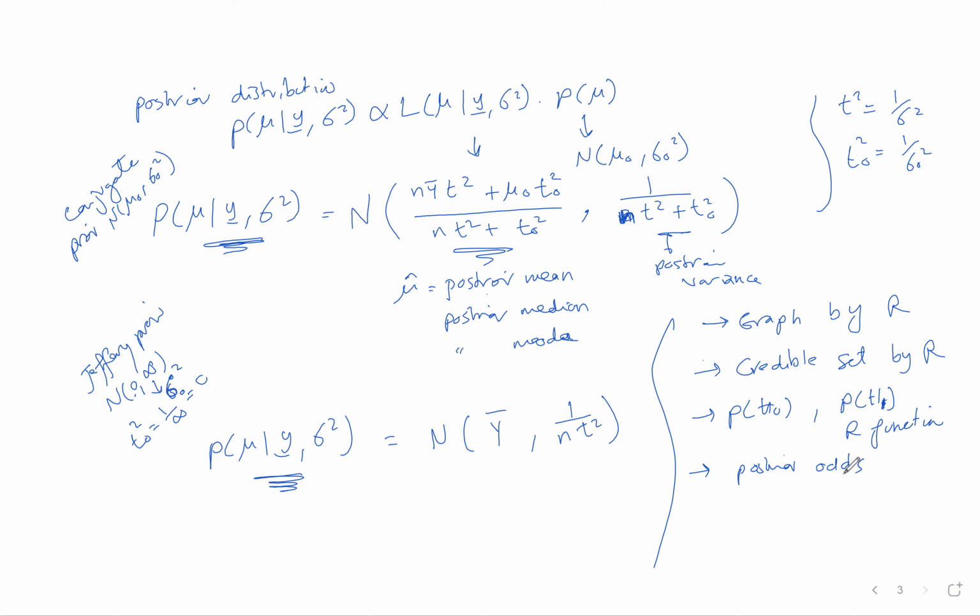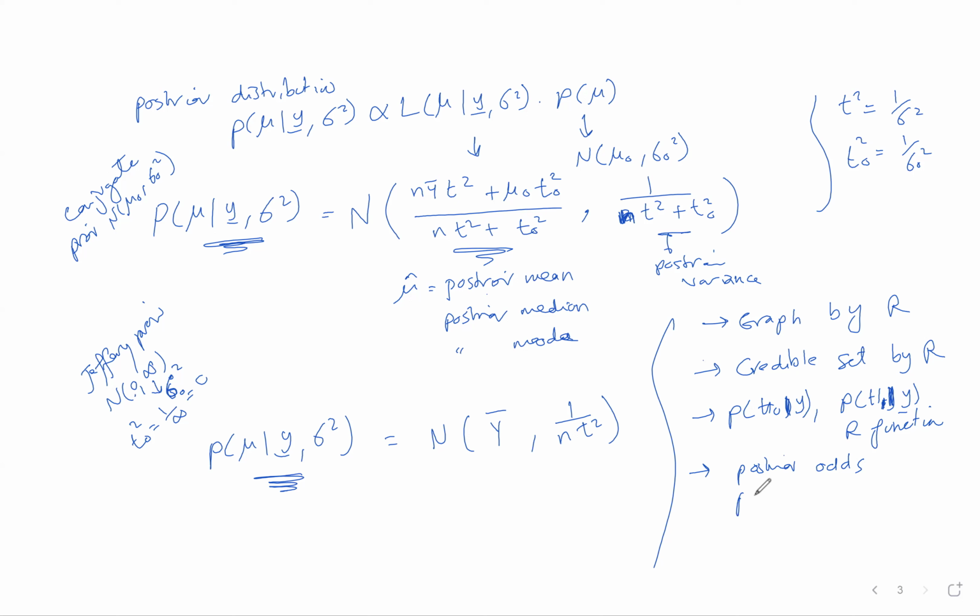You can calculate the probability of H0 given Y, the probability of H1 given Y, because we calculate the probability after collecting data. You can calculate the posterior odds by dividing the probability of H1 given Y by the probability of H0 given Y.